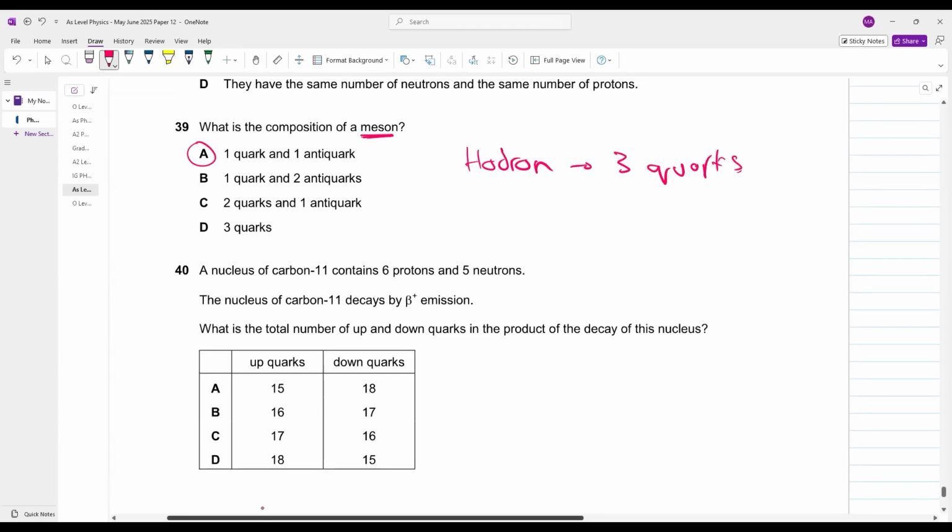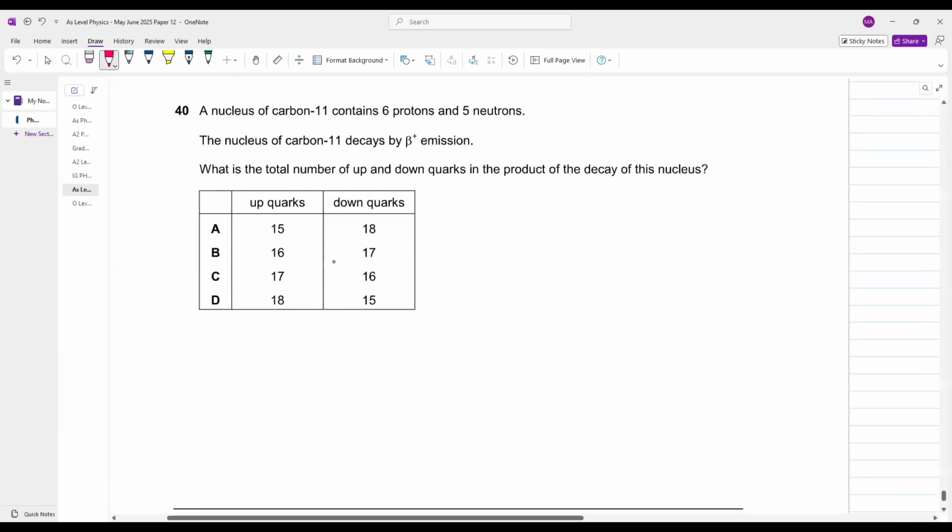A nucleus of carbon 11 contains 6 protons and 5 neutrons. Let's make this. If I make the configuration of carbon 11, 11 will come here, proton numbers will come here. The nucleus of carbon 11 decays by beta positive emission. What happens in beta positive emission? Your proton number decreases by 1. This will become 5.